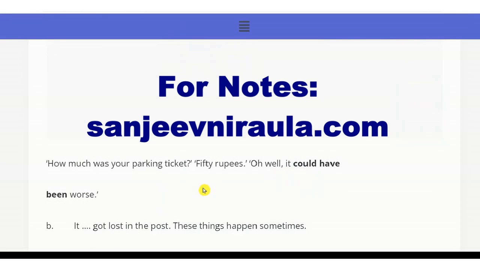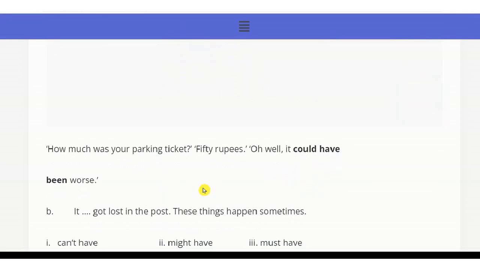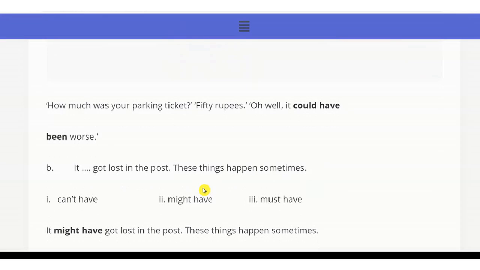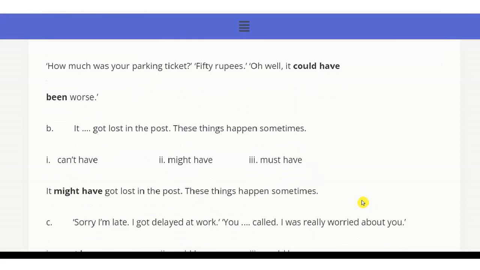It did not get lost in the post. These things happen. Okay, so when they say these things happen, it means a chance is there. The options are can't have, might have, must have. So it might have got lost in the post. These things happen sometimes. If you post something, it might get lost somewhere in between. Chance is there, possibility is there.